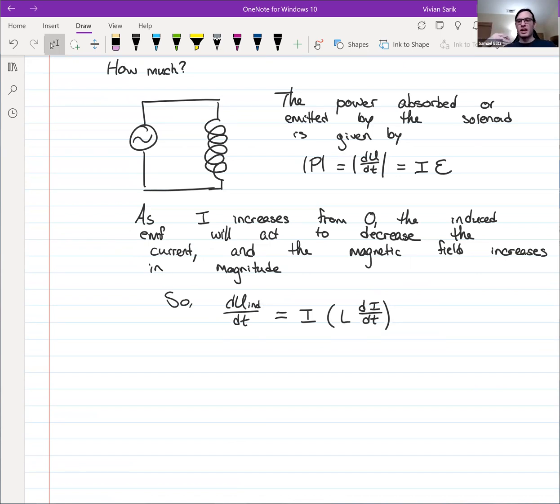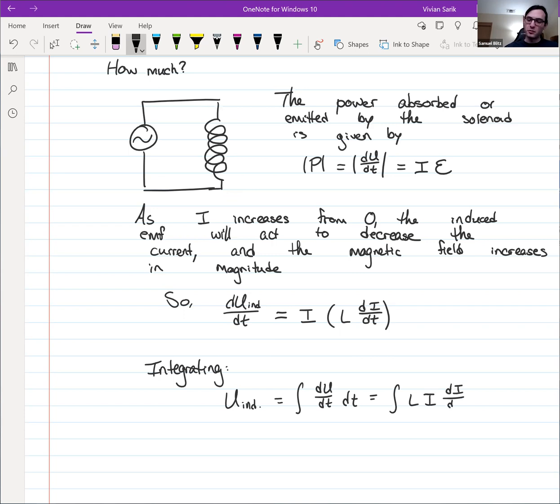Anyway, it should be the case that if di/dt is positive because the current is increasing, then we know that the magnetic field increases, and so the potential energy should increase. So this side is positive and this side is positive, so we shouldn't have a minus sign. So we can integrate to find the actual stored potential energy. So the potential energy in the inductor is an integral of du/dt dt. So this is just Li di/dt dt, just integrating the same thing on both sides.